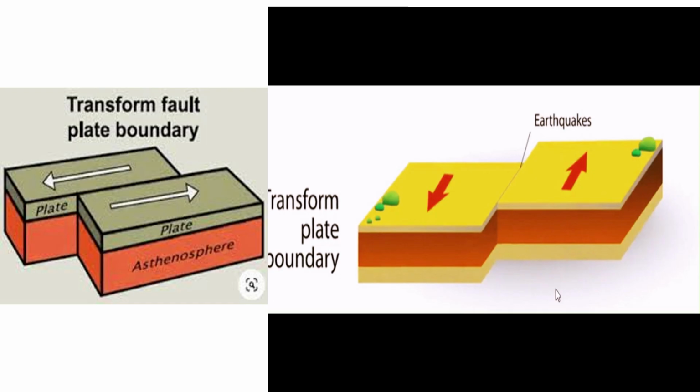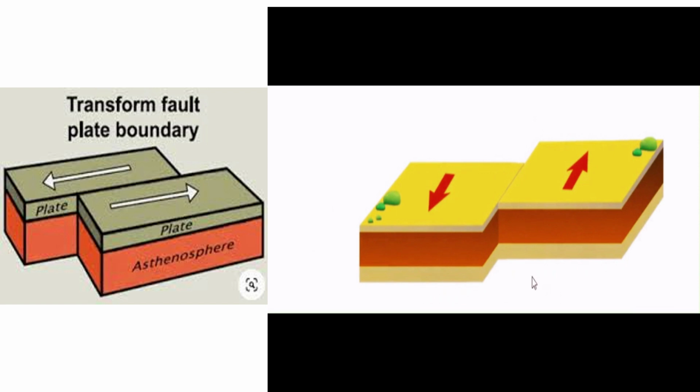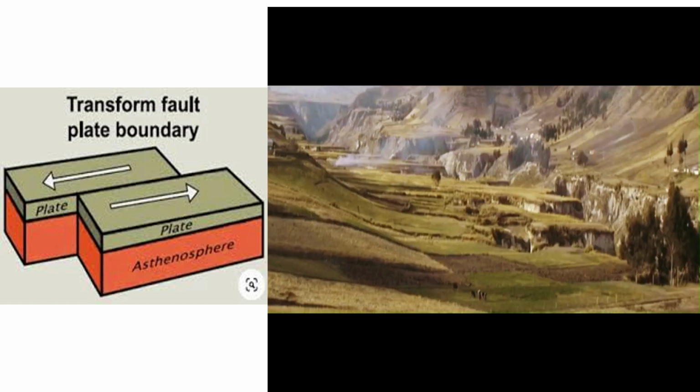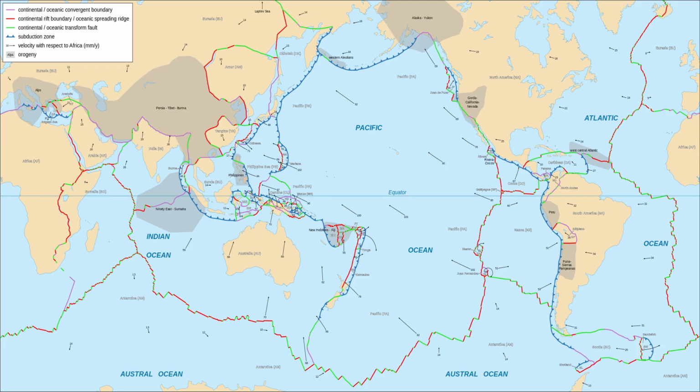So now, the transform plate boundary. Transform plate boundary means the place where two plates pass each other horizontally. No construction and no destruction happens there. So it is also known as the neutral plate boundary. So these are the plate boundaries of the earth.